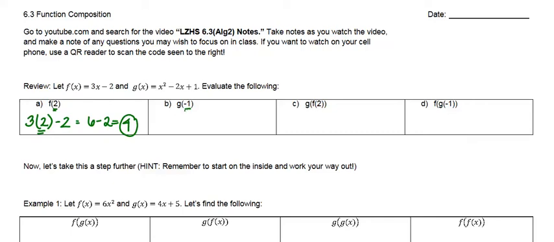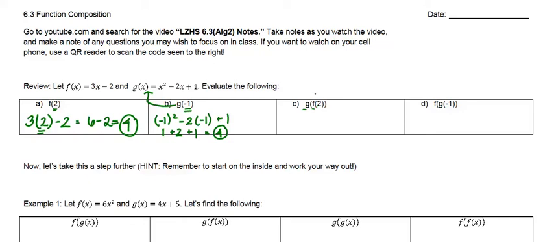Likewise, for letter B, I'm going to plug in -1 anywhere I see x, except the only difference is that I'm going to use function g. So if I plug this in, I'm going to have (-1) squared minus 2 times -1 plus 1. So (-1) squared, -1 times -1 gives me 1. -2 times -1 gives me positive 2, and positive 1 at the end gives me a total of 4 once again.